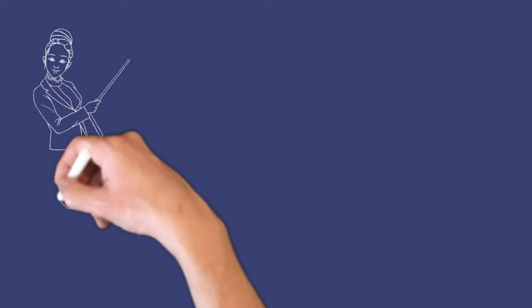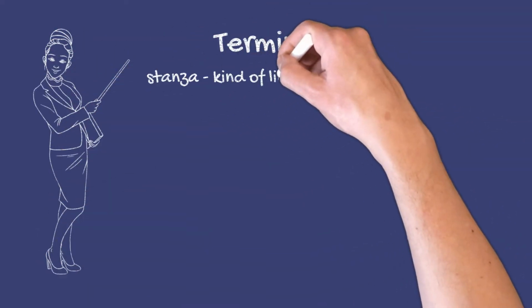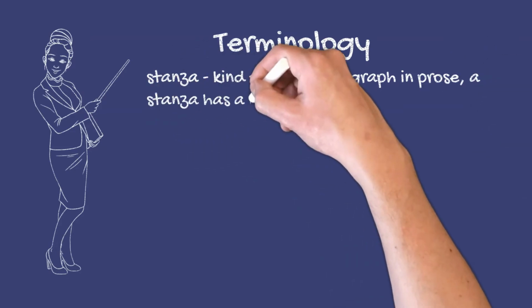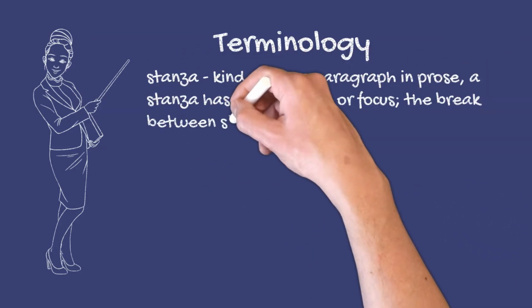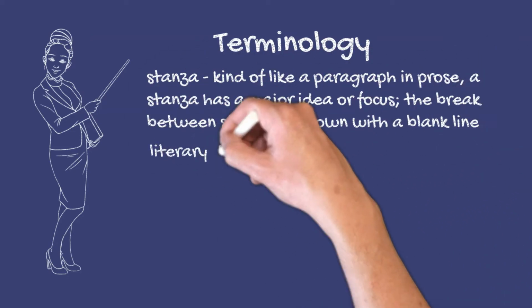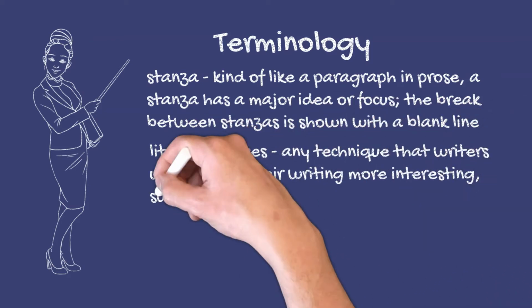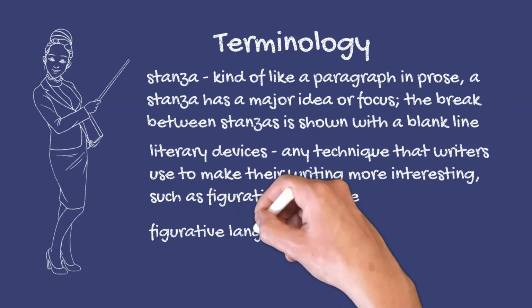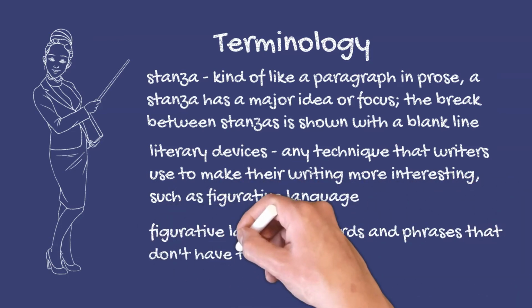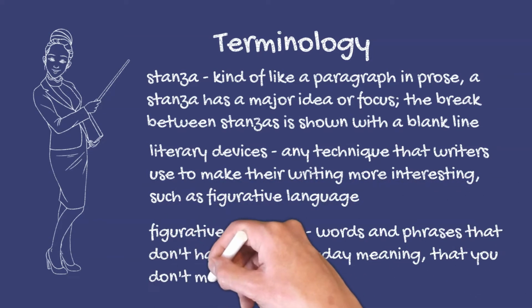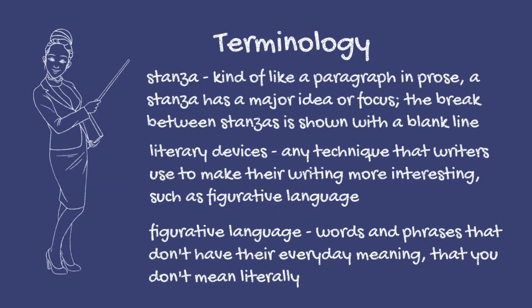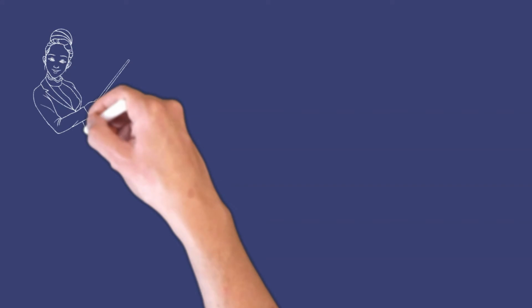A stanza is kind of like a paragraph in prose. It marks separate ideas in poetry, and it's indicated with a blank line. Literary devices are any technique that writers use to make their writing more interesting. Figurative language is an example of this. It's words and phrases that don't have their everyday meaning, words that you exaggerate or don't mean literally.